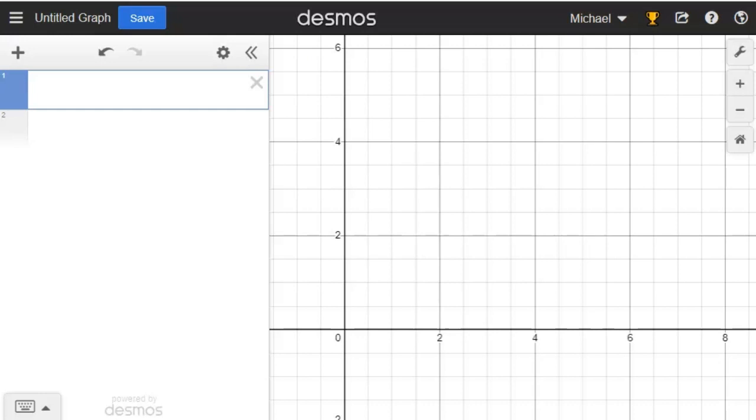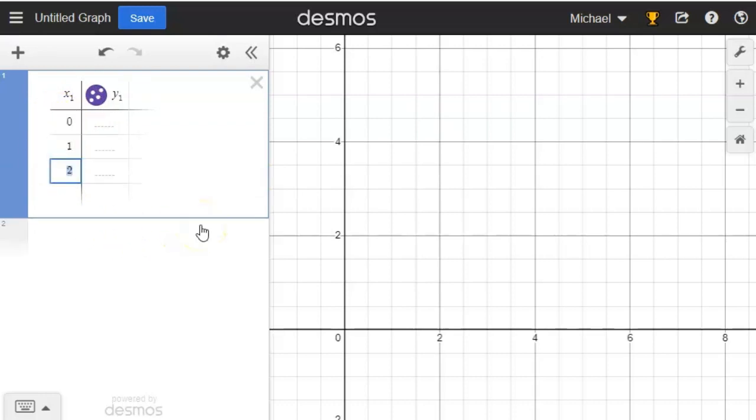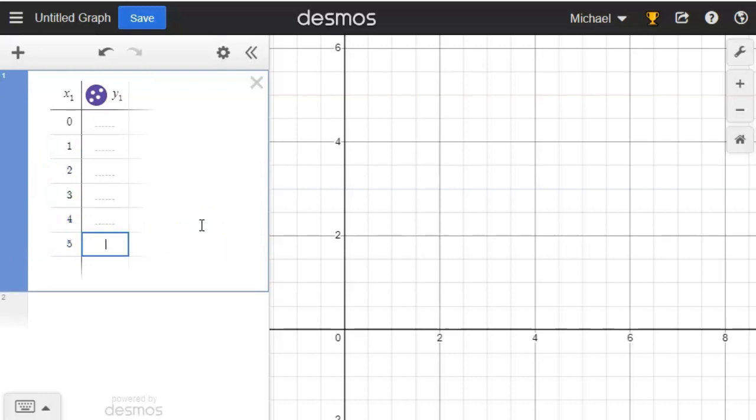So the first thing we'll want to do after we pull up Desmos is to click on the plus right here and then click on table. And notice here we have a table with columns x1 and y1. So we're going to enter our values from MyMathLab. Now in the x1 column we're going to put the years. Now remember the first year was 2009, but we considered that year 0. So just type 0, hit enter, and then we'll go 0 through 5.